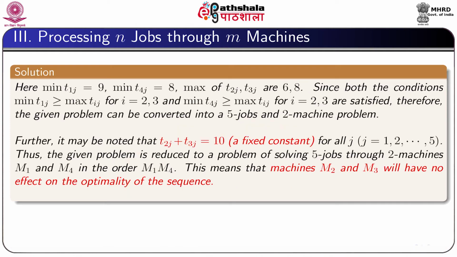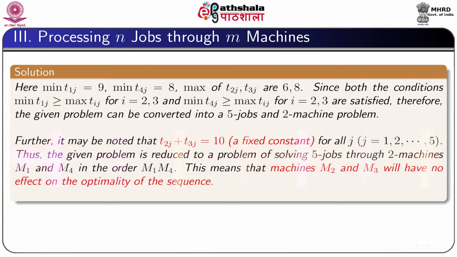We see that minimum of T1j equal to 9 here and minimum of T4j equal to 8, maximum of T2j, T3j are 6 and 8 respectively. Since both the conditions, minimum of T1j is greater than or equal to maximum of Tij for i equal to 2, 3, and minimum of T4j is greater than or equal to maximum of Tij for i equal to 2, 3, are satisfied, the given problem can be converted into a 5 jobs and 2 machine problem.